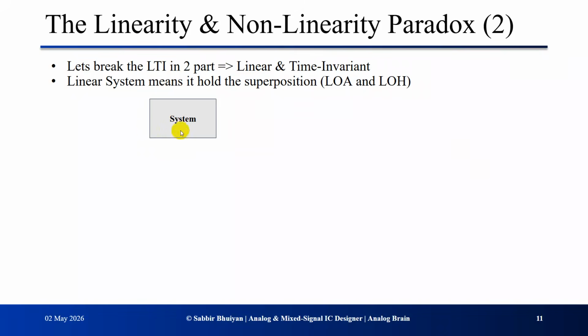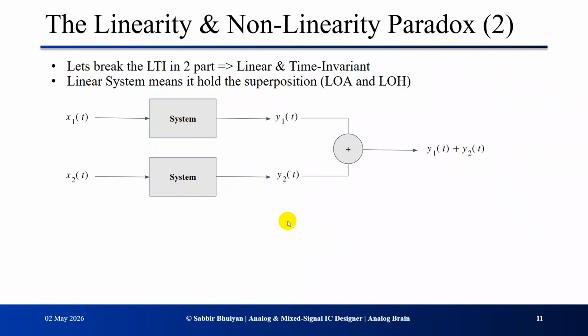Let's see. It is a system, and I give an input to this system, x1(t), and I have an output y1(t). I have the same system, but I try a different input x2(t), and I have an output y2(t). Now I will add those two outputs with a summer, and I get y1(t) plus y2(t).